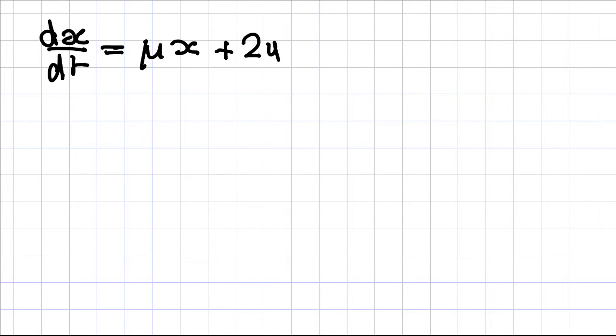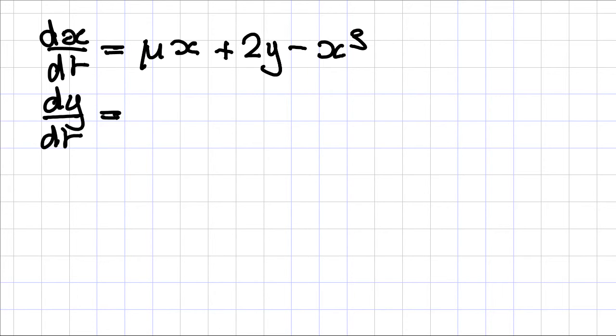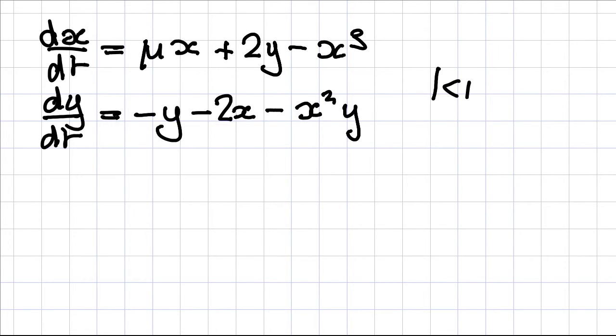So now we want to look at one example of using the Poincaré-Bendixson theorem. So we're going to look at dx/dt = μx + 2y − x³, and dy/dt = −y − 2x − x²y. And we're going to look at the case where 1 is less than μ and 2 is greater than μ.